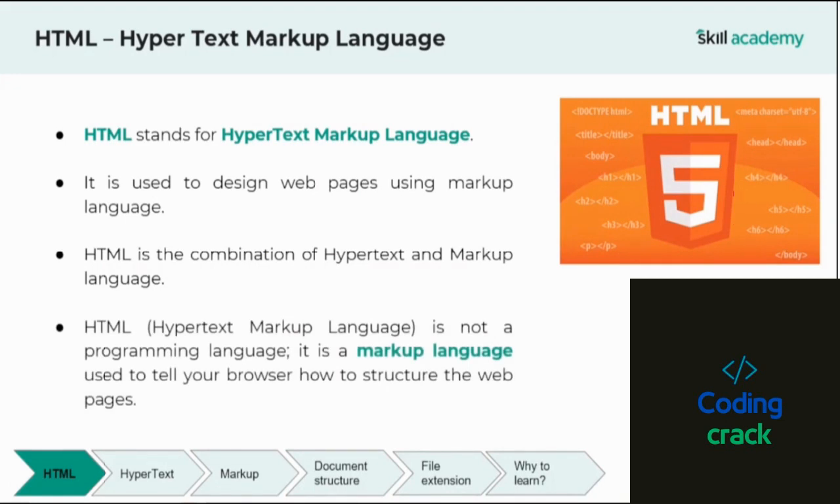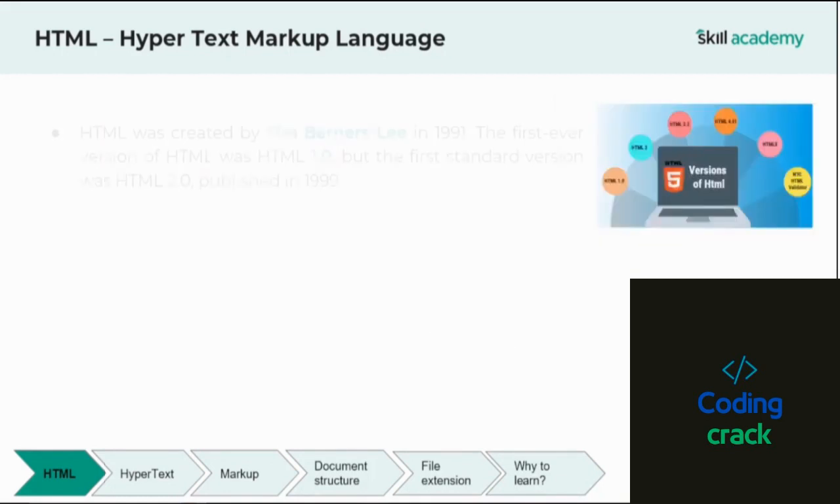Hypertext Markup Language is not a programming language. Important point: please don't call HTML a programming language. It is a markup language used to tell your browser how to structure web pages. Suppose you want to design a web page. On the right hand side you need to insert an image, on the left hand side you need to put some text. Which language are you going to use? We are going to use HTML to tell our browser how to structure the web page. So it is not a programming language, it is a markup language.